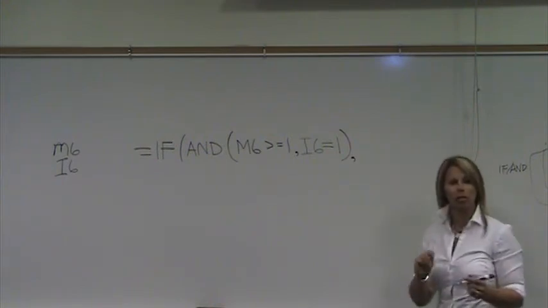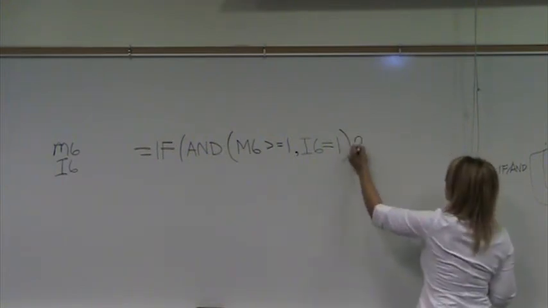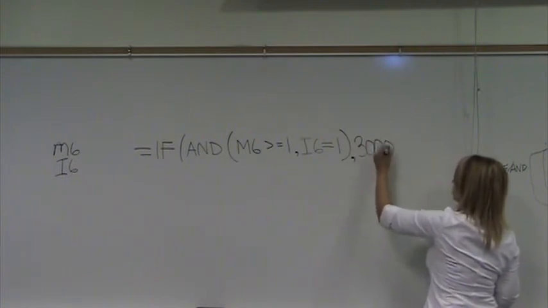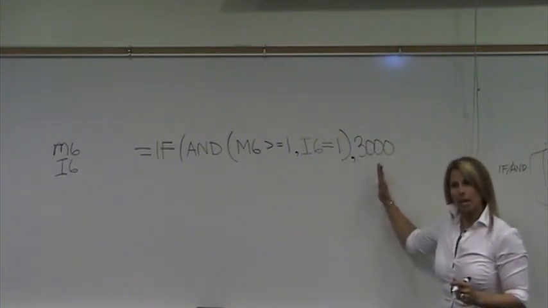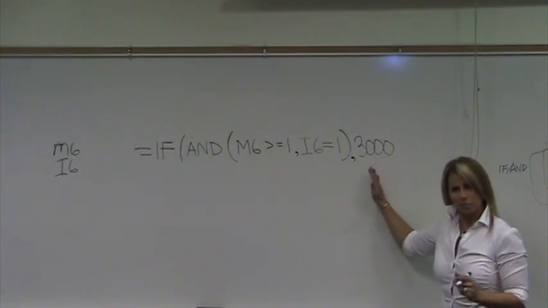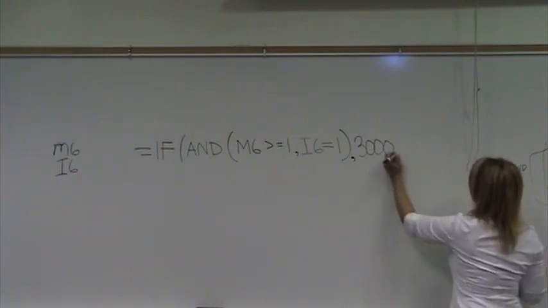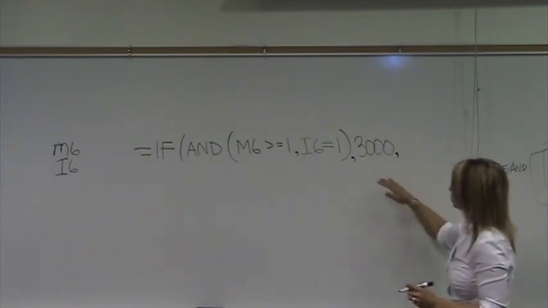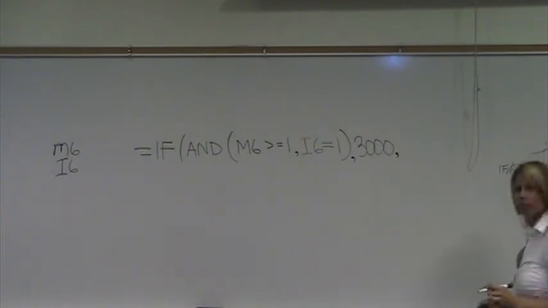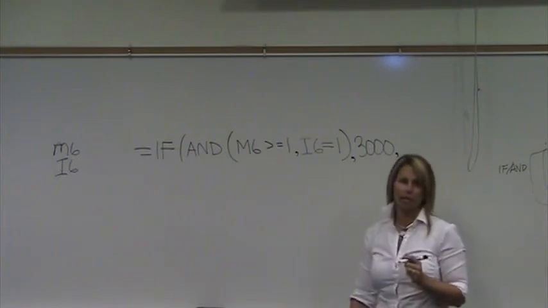So what is the dollar amount? 3,000. So we'll write in here our 3,000. Okay? Do we have more to evaluate? Is 3,000 the only bonus that they can get? No. So we have more to evaluate. So that's the true value, we put in our comma. Okay? This covers that first piece of information, the years more than 1 and the pay grade equal to 1.